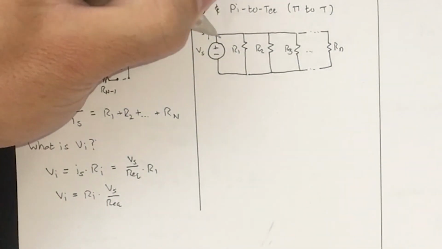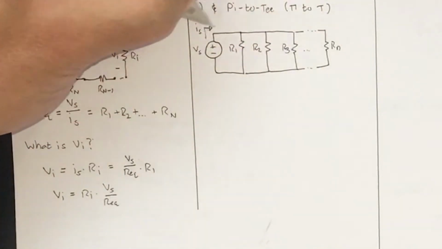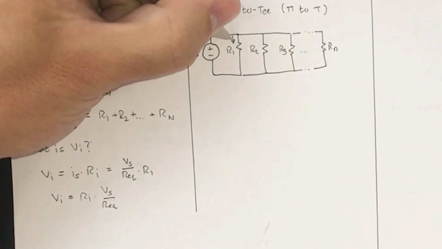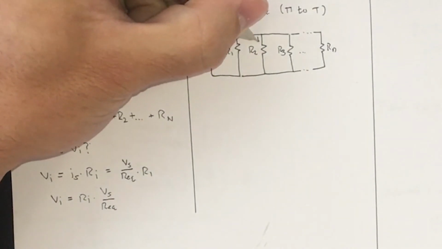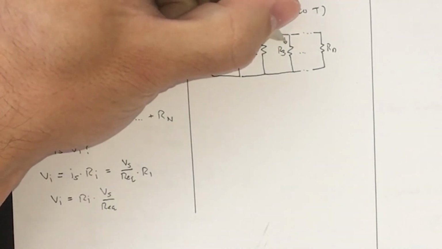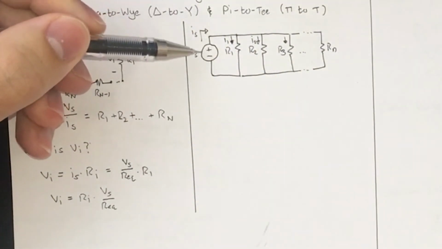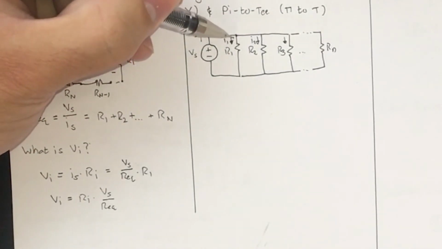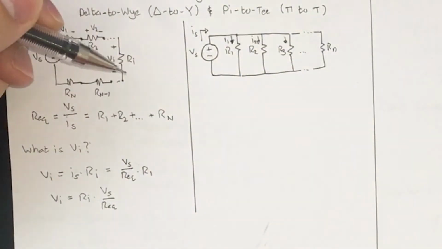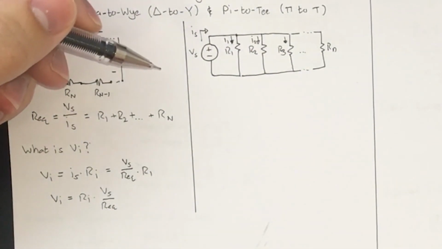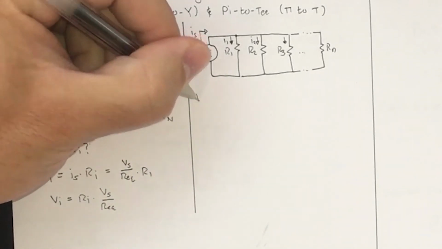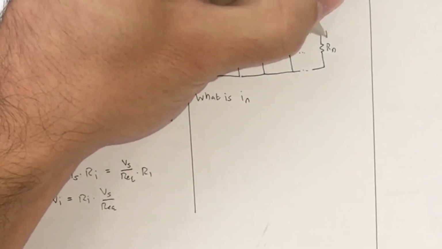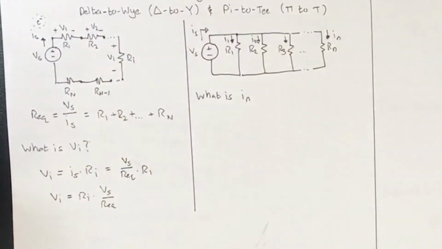Wonderful. Now, we note that the voltage over this node is always going to be Vs, except now that these currents flowing through each resistor are going to be different. So, we note that Is flowing into this node is equal to the summation of all the currents flowing out of the node. That's basically KCL. We want to know what is In. This is the current flowing through the nth resistor.